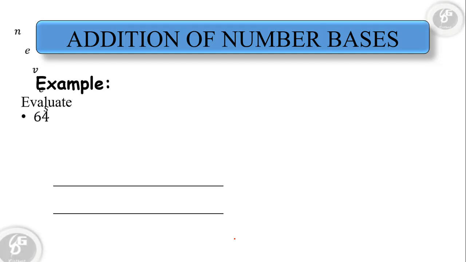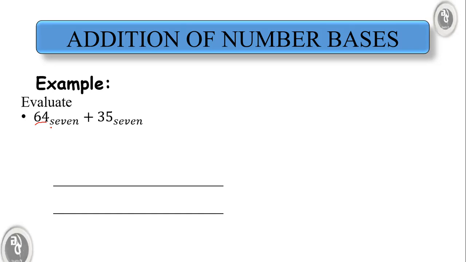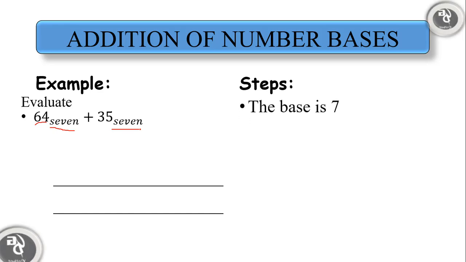So the question says evaluate 64 base 7 plus 35 base 7. I'm having my base to be 7. So let's look at the steps in an approach to this. First is to identify the base, which we know is 7.